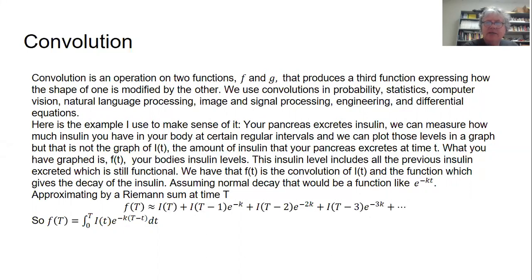So here is the example that I like to think of that explains what a convolution is. Think about your body producing hormones. For example, you get insulin from your pancreas. So you're interested in how the pancreas functions, for example. You can take blood samples quite regularly, and that will tell you the level of insulin in the body, and then you can graph it and you get some kind of function.